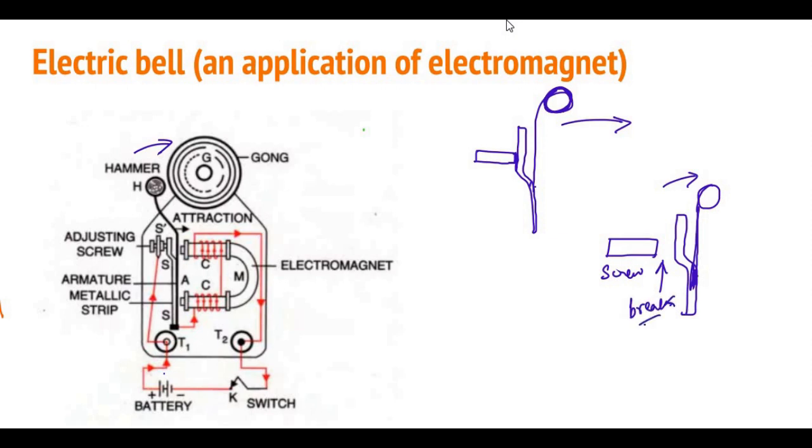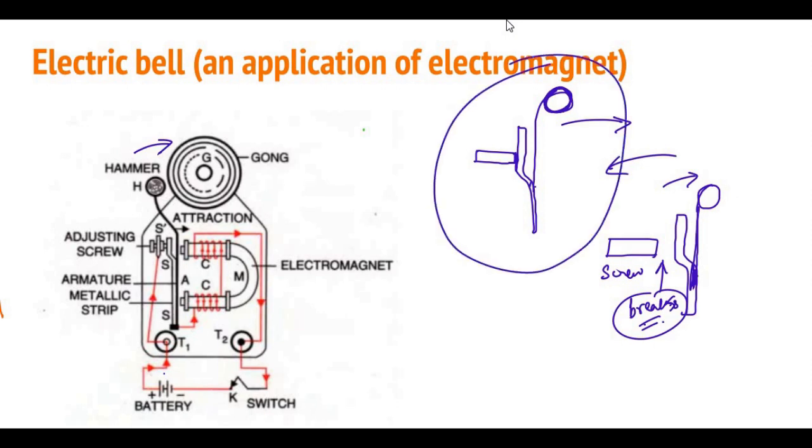There is a break in the circuit. So this is important. When this hammer moves forward to hit the gong, the contact between the screw and this armature breaks. And only when the hammer goes back to its initial position, again the contact between the screw and the armature strip is restored. So we have to know this design beforehand, okay, only then will we understand.